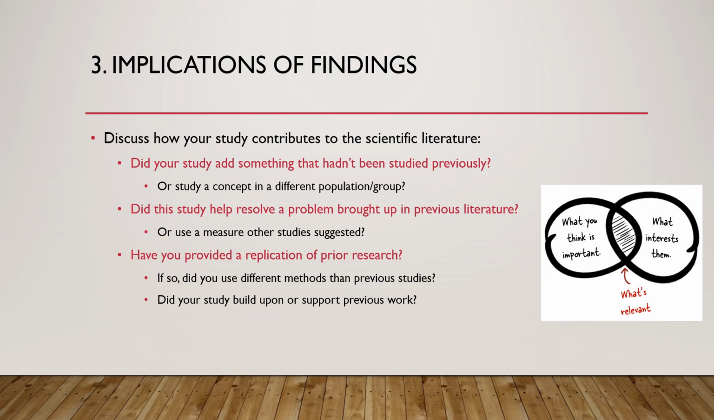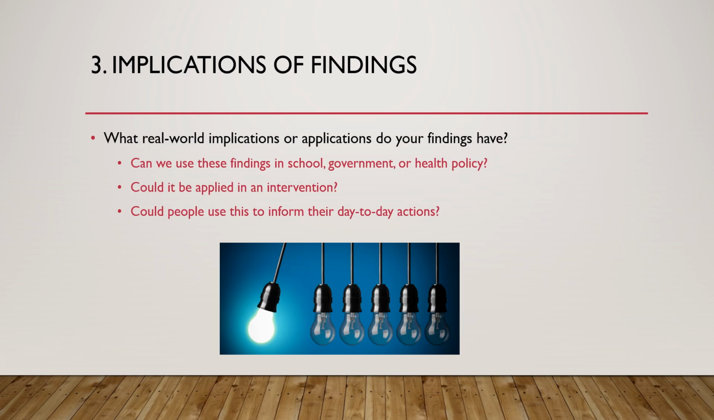And you want to make sure that for all of this, you are citing the other papers and making sure you're giving credit there and connecting your stuff to the broader research. You also want to go over the real-world implications or applications of your findings. Can they be used in any kind of scenario like school or government or health policy? Just any way that there's going to be real-world applications. And then maybe it could be applied for an intervention, or people can use it in their day-to-day actions. How is it going to change human day-to-day by knowing about this finding?